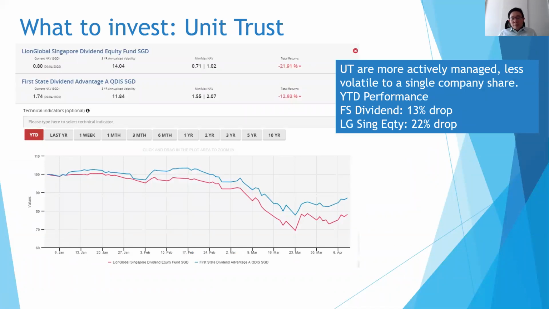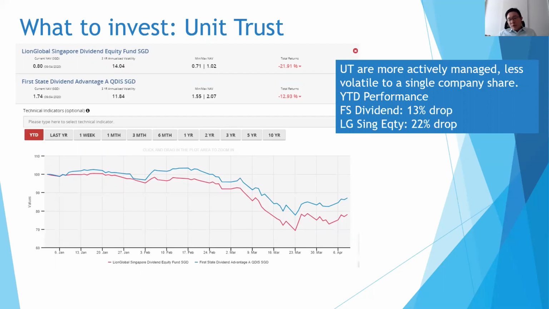So here are two examples of unit trusts. One is the Lion Global Singapore Dividend Fund. For the year-to-date performance, it dropped about 22%. One of the underlying holdings inside this fund is DBS shares. DBS actually dropped more than 30% over the past 3 months. But the unit trust product suffers a lower drop, because it's more actively managed and so it's less volatile to market movements.